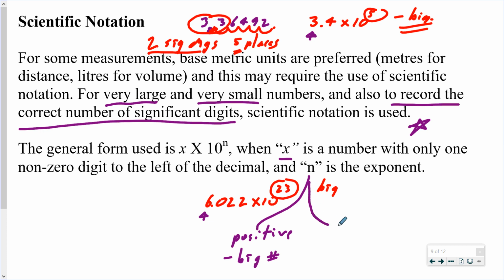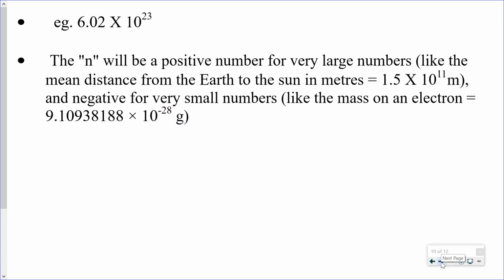And if it is negative, then it's going to be a really small number, or at least a number that is considerably less than 1. So here's Avogadro's number. I'm only giving it here to 3 significant digits for this one. But the n in this case is a positive number.